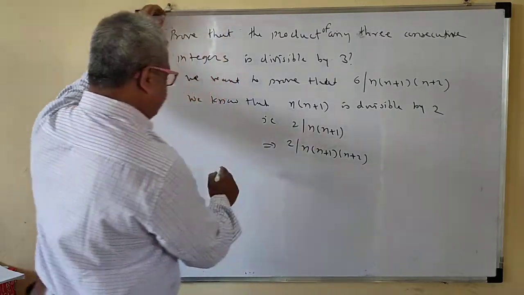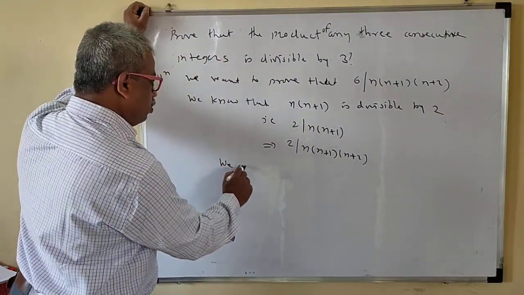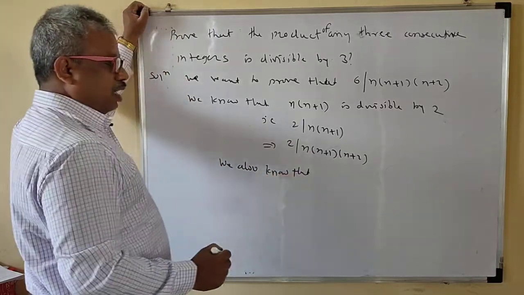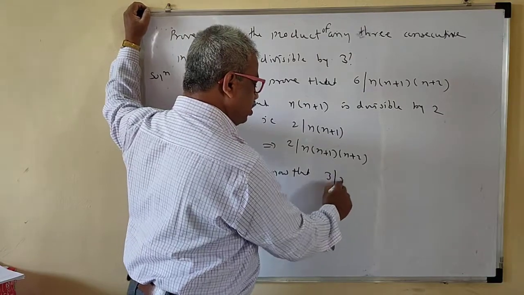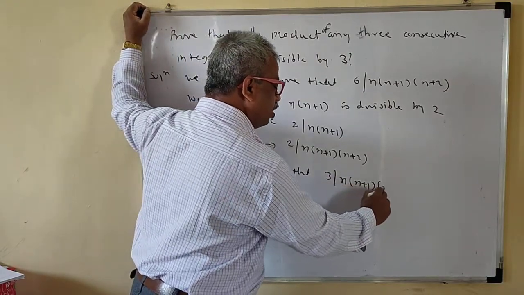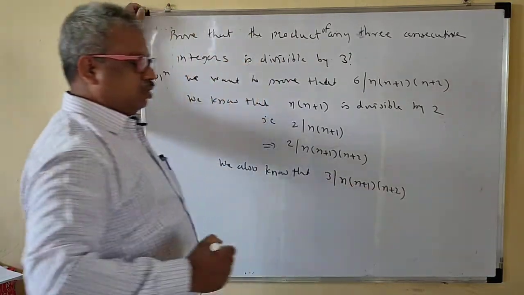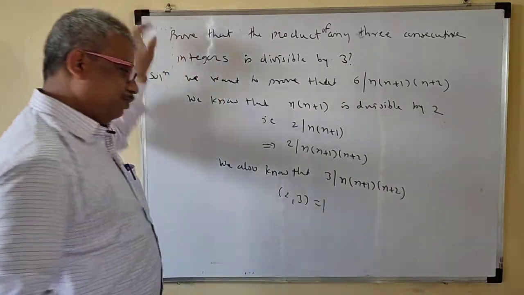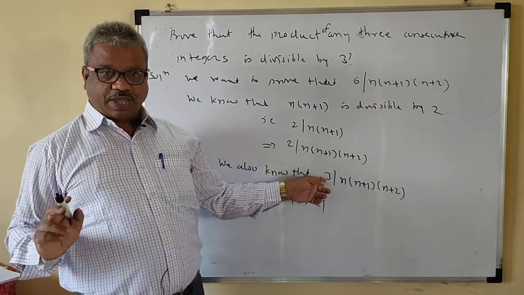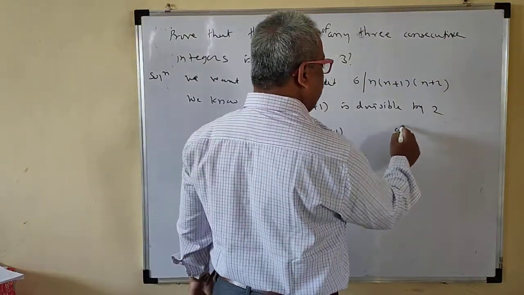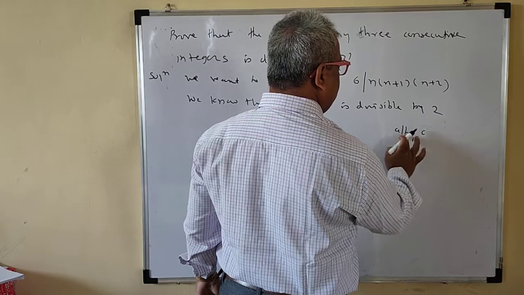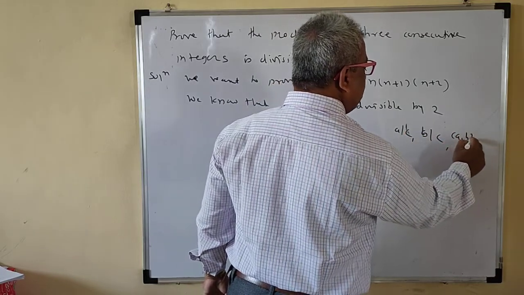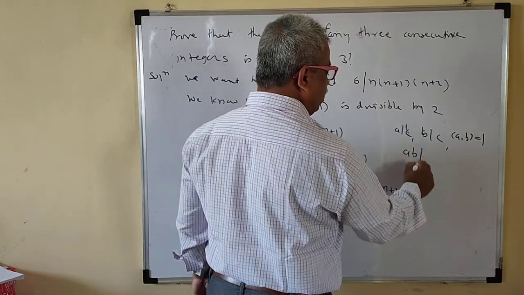Okay. Now we also know that 3 divides n into n plus 1 into n plus 2, right? So now GCD of 2 and 3 is 1. 2 and 3 are relatively prime. So we have proved that if A divides C, B divides C, and GCD of A and B is equal to 1, then AB divides C.